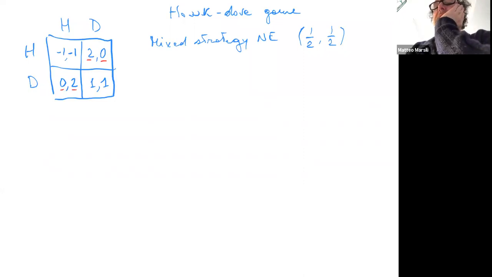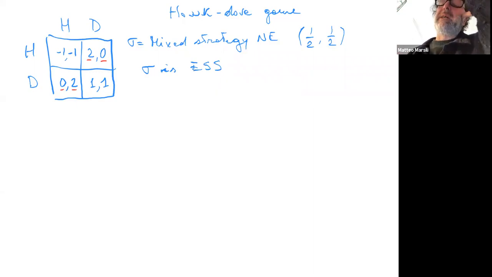Okay, so you can prove that this sigma is an evolutionarily stable strategy. Well, and why is this so? Well, imagine that you are in a population where half of the people is a hawk and half of the people is a dove. Now imagine that you are a hawk and you decide to become a dove. Then the chances that you are going to meet a hawk increases.